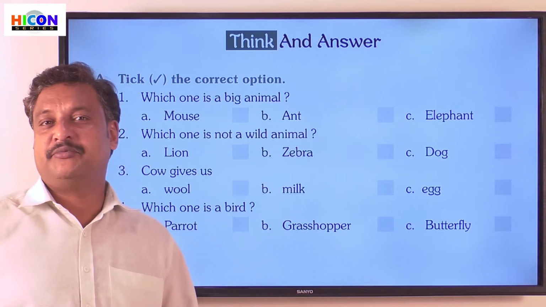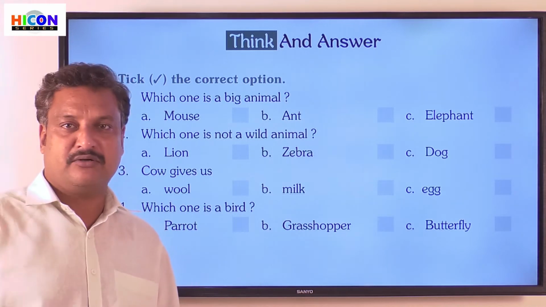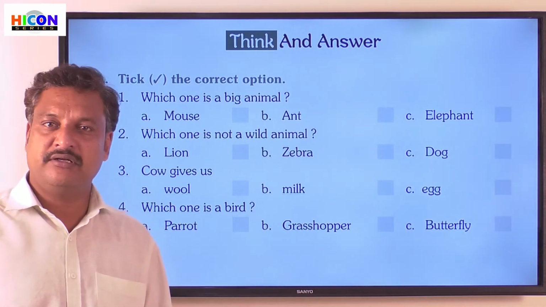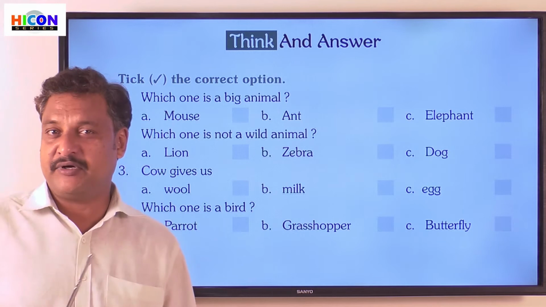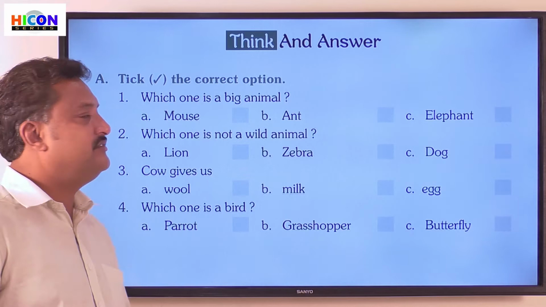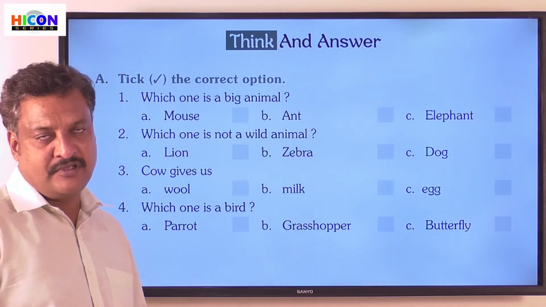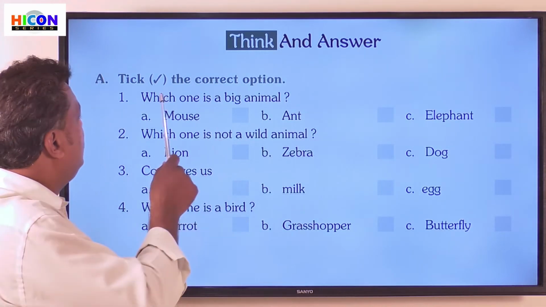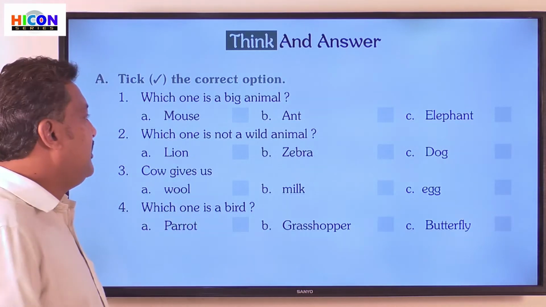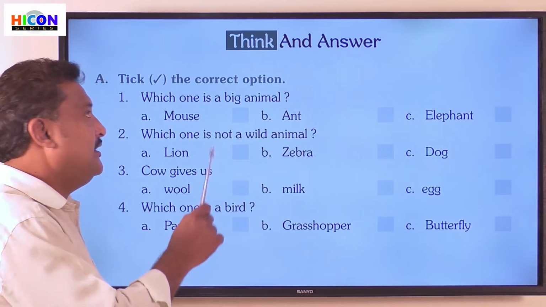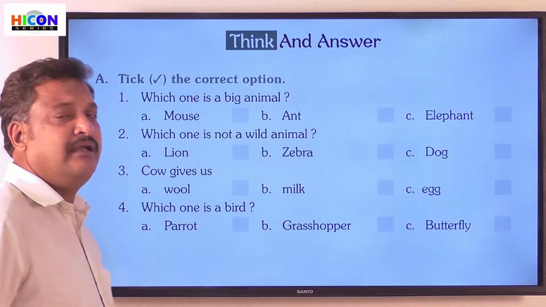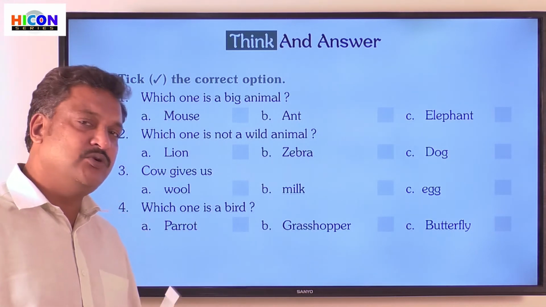So, we have completed a very beautiful lesson about the animals around us, right? Okay, now it's time for us to do the activity and the exercise part of this particular lesson. The exercise part starts with the think and answer section. We have four questions here. Some are questions and some are incomplete sentences. So what should we do now?